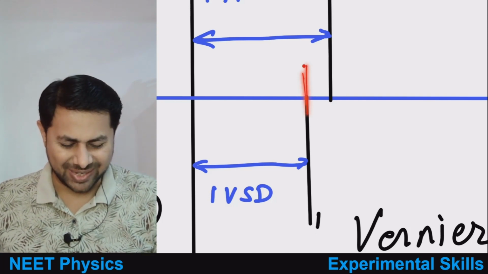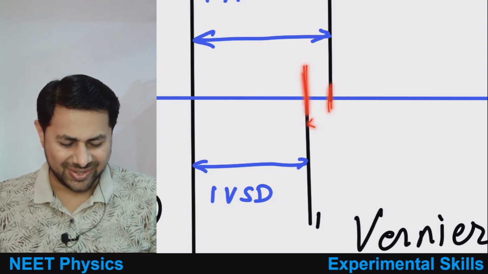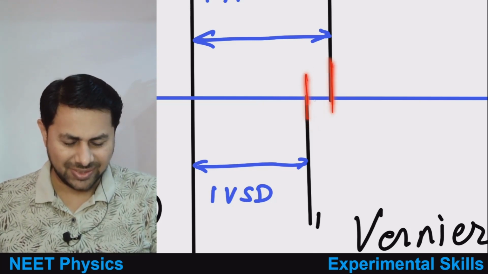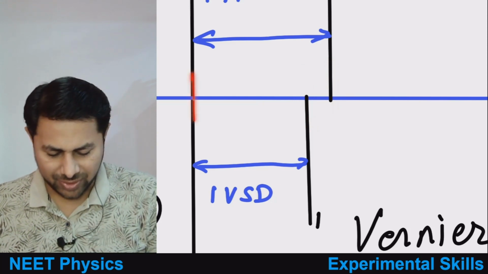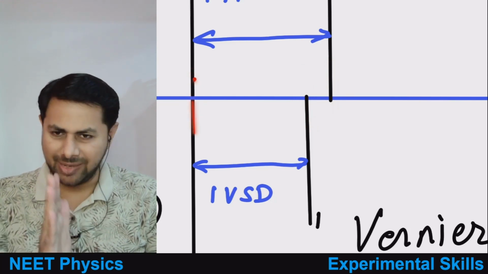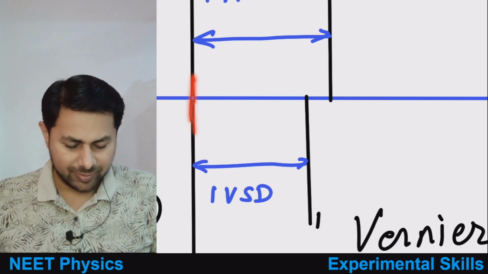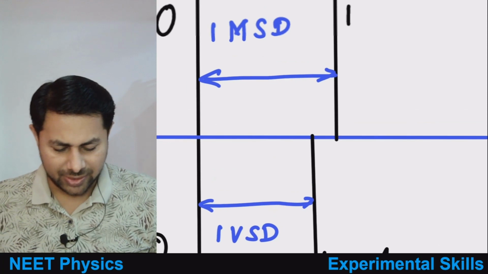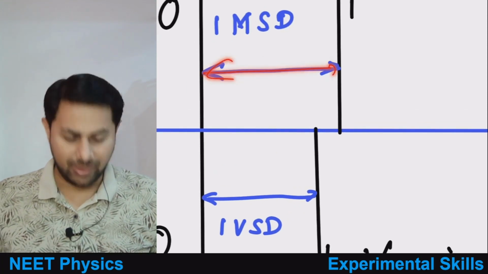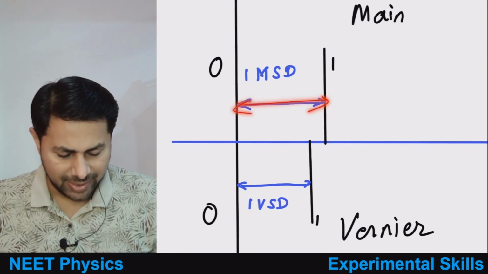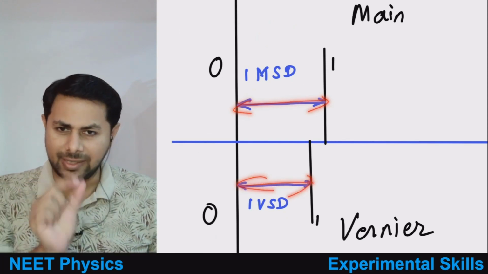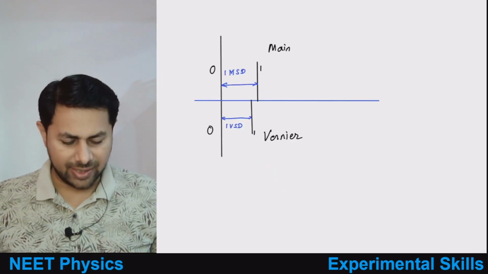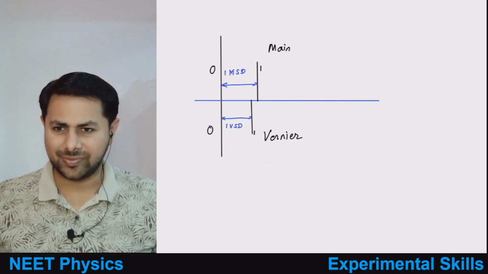There is one main scale marking and one Vernier scale marking, and these two markings match. But here there is some gap, so we can measure this gap. How much is this gap? It is this main scale division minus the Vernier scale division, and that is the minimum distance that we can measure. Therefore the least count is one main scale division minus one Vernier scale division. So this thing is clear.